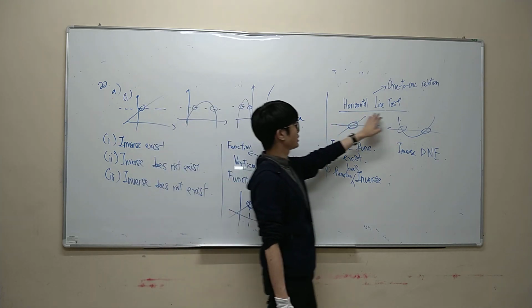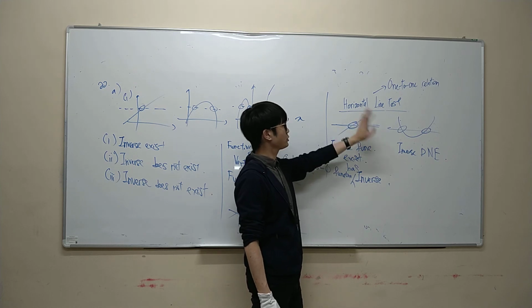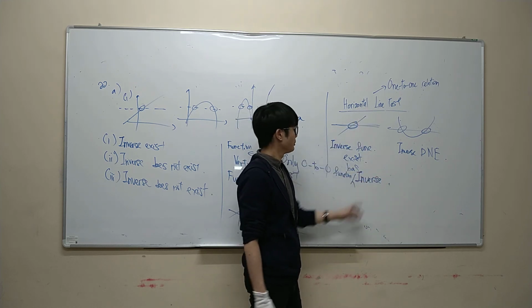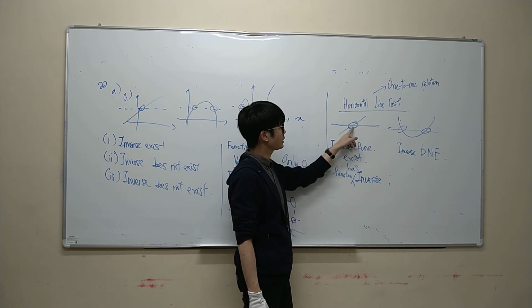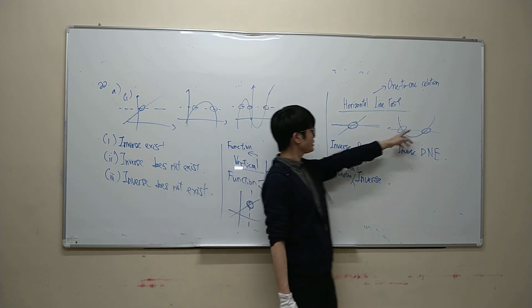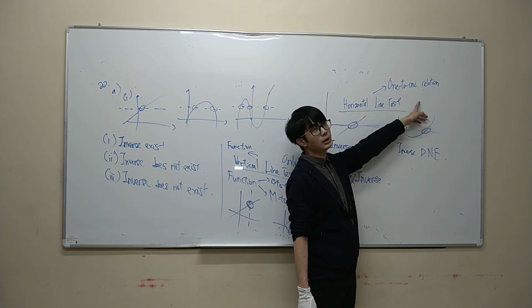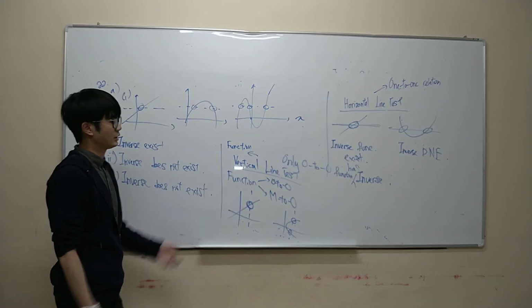So the vertical line test will tell you whether it's a function or not. The horizontal line test will tell you whether it's a one-to-one relation or not, and at the same time whether this function has an inverse or not, because only a one-to-one function has an inverse. If you test and see one intersection point, it means it's one-to-one, so it has an inverse. But if you see two points, it's not one-to-one, and not one-to-one means no inverse. So that's how you do it.